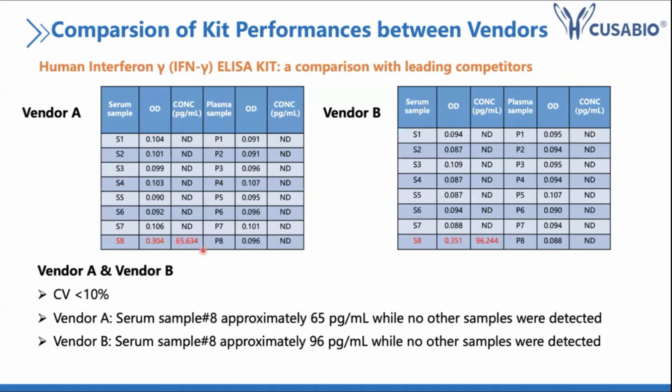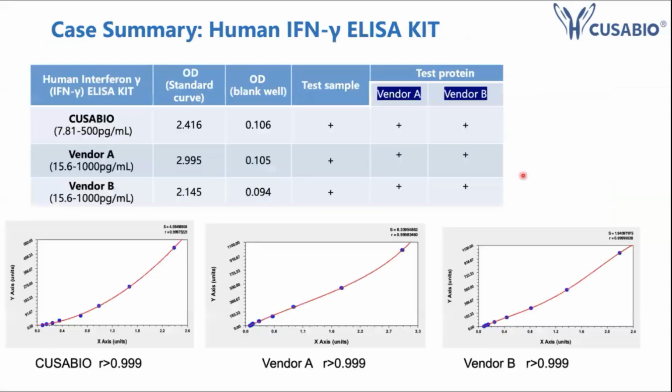However, the concentrations are slightly different. As you see, vendor A gets a concentration of 65, and vendor B gets a concentration of 96 picogram per ml. But overall, the trend, or I will say the qualitative signal, is exactly the same.